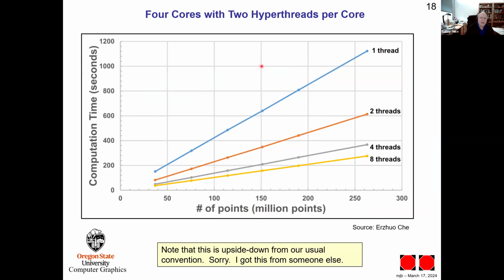And I got this from a PhD thesis. It was somebody who actually had been in this class and then used it in his PhD research. Unfortunately, he did his y-axis upside down. So he's doing elapsed time. So better performance is down in this case, but you can see what he got. When he ran one thread, he got this. He basically doubled his performance when he got two threads, doubled it again when he got four, and almost doubled it again when he got eight. And so these are the kinds of results that you can see when you do multi-core programming.